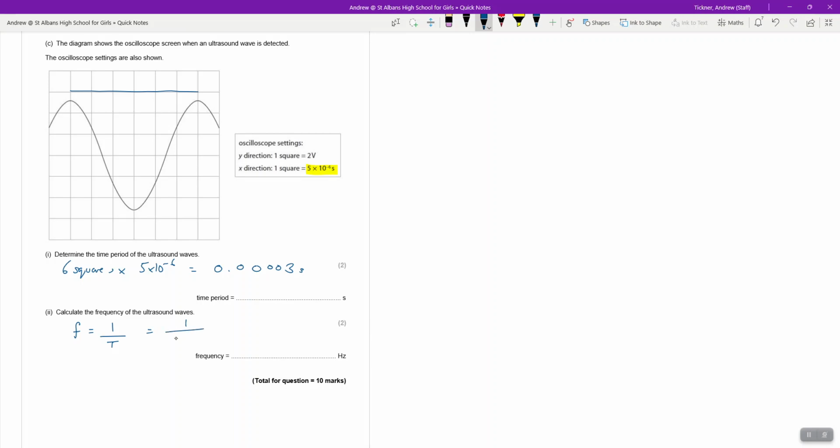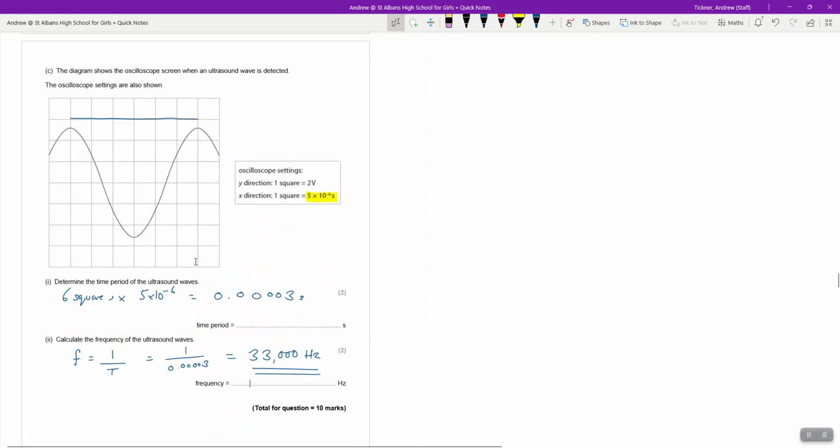So you get 1 over 0.00003. And that gives us 33,000. So basically a lot of threes, but I'm just going to do 33,000 hertz. And there we go. And that was the whole paper.